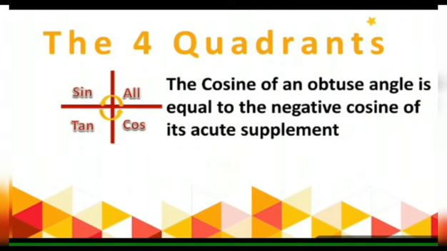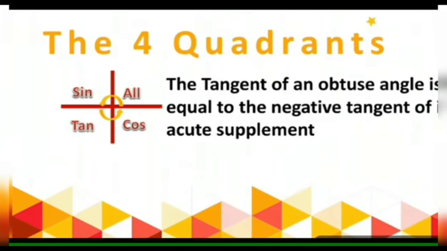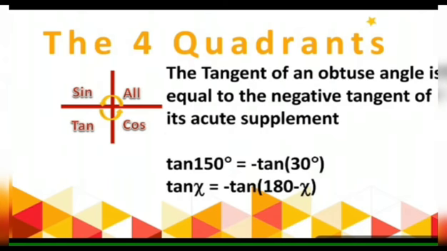The cosine of an obtuse angle is equal to the negative cosine of its acute supplement. This is because cos is negative in the second quadrant, meaning that when we have the cosine of 150 degrees, it is equal to the negative cosine of 30 degrees. The tangent of an obtuse angle is equal to the negative tangent of its acute supplement. That means that when we have tan 150 degrees, it is equal to negative tan 30 degrees.